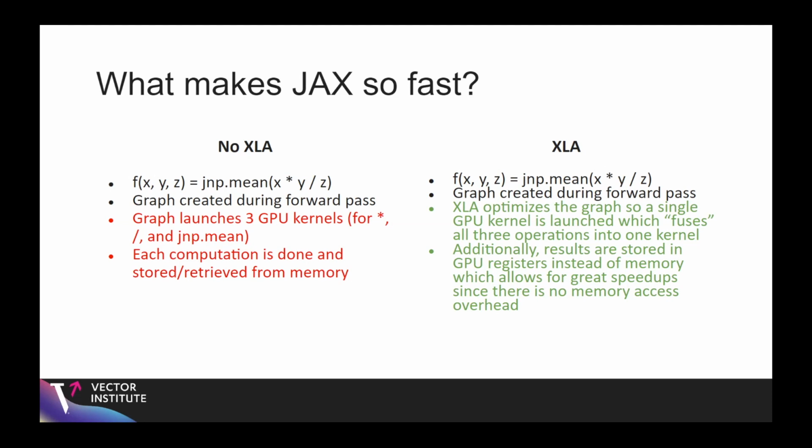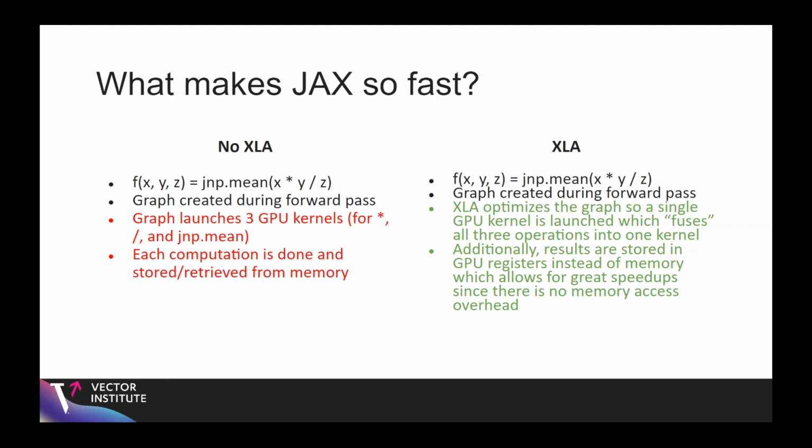Without XLA, when you run the forward pass, a graph is created. This graph launches 3 GPU kernels for multiplication, division, and the function computing the mean respectively. Each computation is done by each kernel and stored in memory before it is retrieved again by the other kernel. This storing and retrieving of intermediate values makes computation a lot slower.